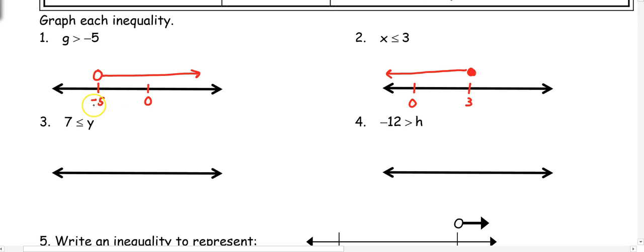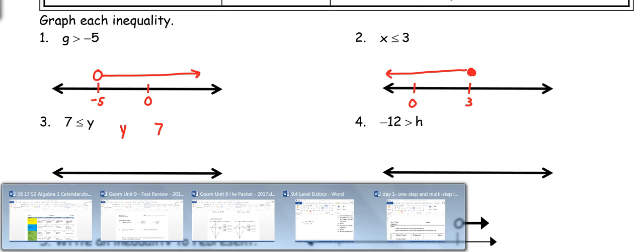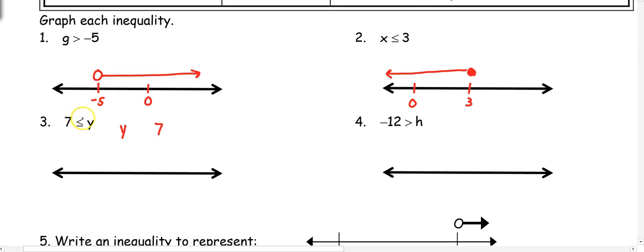Now, in 3 and 4, it gets a little bit trickier because our variable is not first. So in order to get the variable first, we're going to switch the variable and the number. And then we're going to switch the direction of the sign. So if the direction of the sign was to the left, now it's going to be to the right. So it's still pointing at the same thing it was before. It's still pointing at that 7 in this case. So on our number line, we're going to label 7. We're going to label 0. And then we're going to graph. So at 7, there's a bar underneath it. So it's going to be a closed dot. And it's pointing to the right. So we're going to shade to the right.